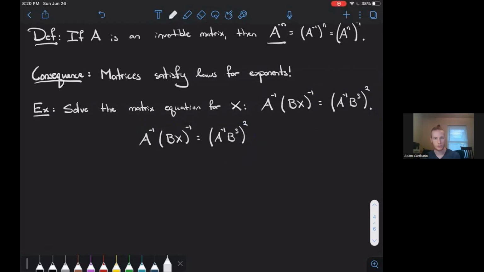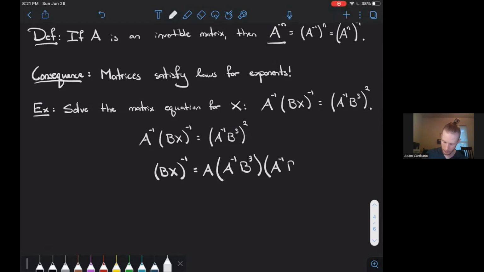And now what can we do? Let's multiply by A on the left of both sides. So A A inverse is just the identity, and we can write the left side as BX inverse. And on the right, that's going to be A times A inverse B cubed squared. And instead of writing squared, I'm just going to write it all out: A inverse B cubed, A inverse B cubed.